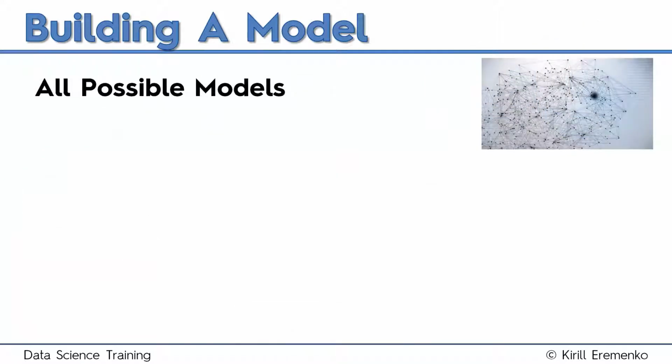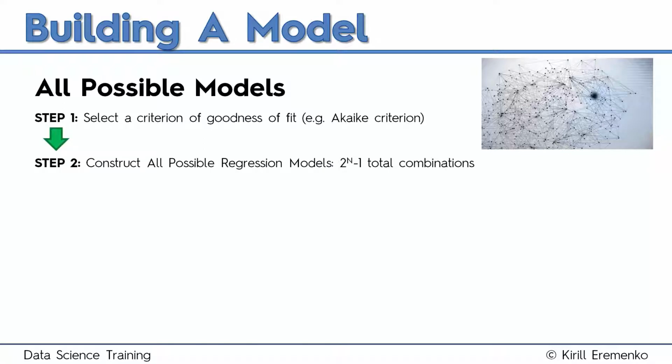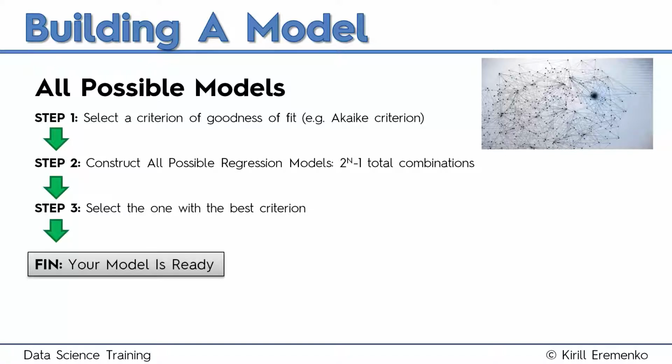And finally, all possible models. So this is probably the most thorough approach, but also the most resource consuming approach, because you select a criterion of goodness of fit. For instance, the Akaike criterion, it can be the R squared, lots of different criteria. Then you construct all possible regression models. So if you had n variables, then there'll be 2 to the power of n minus 1 total combinations of these variables, and that's exactly how many models there can possibly be. And then step 3, you select the one of these models with the best criterion that you're looking at. There you go, your model is ready.